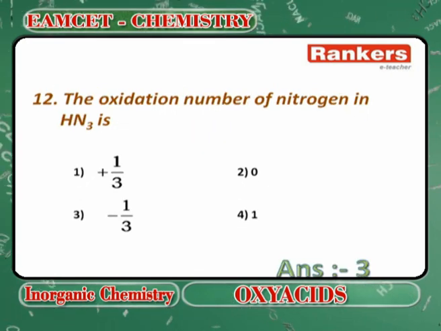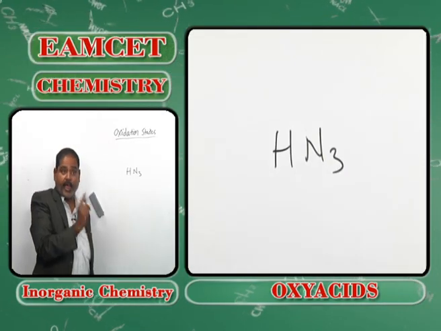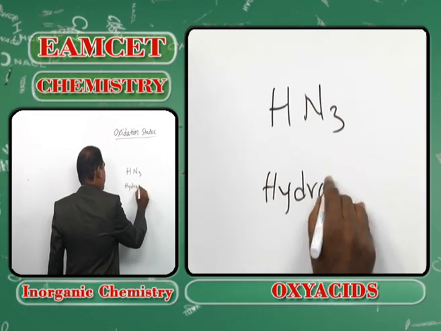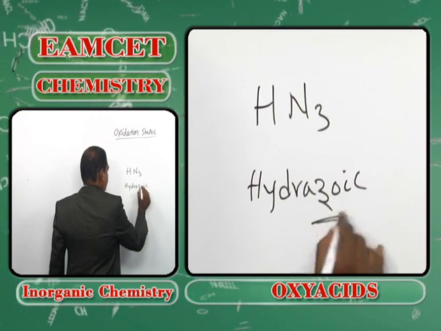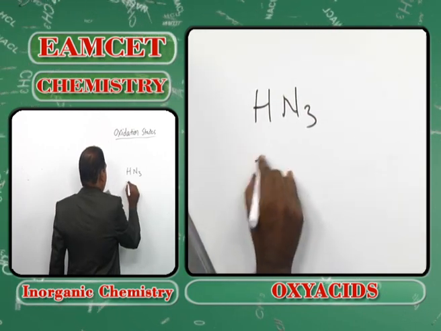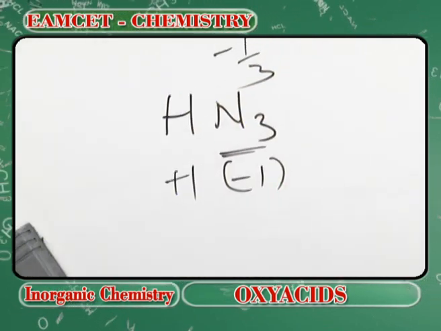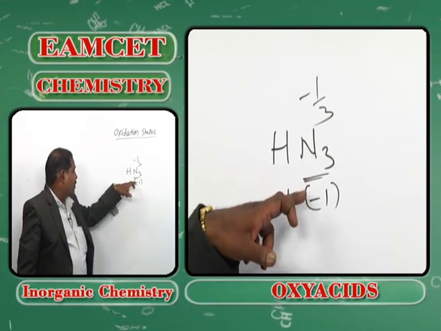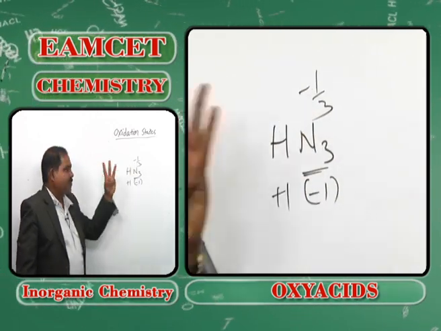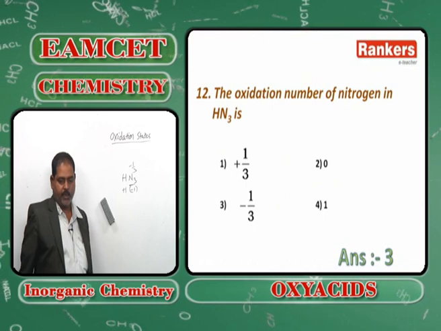The oxidation number of nitrogen in HN3. It is not NH3, mind you. It is HN3. Hydrazoic acid. The sound azo refers to nitrogen most of the time. Hydrazoic acid. What do you know about hydrogen? It can only be +1 or -1. 3 nitrogens together -1. Each nitrogen -1/3. I told you oxidation state means not what you get on 3 atoms collectively. Each 3 nitrogens minus 1, 1 nitrogen minus 1 by 3. The correct answer is option number 3.